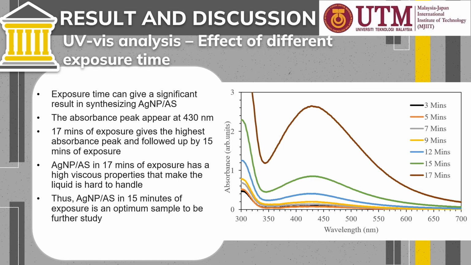The UV-vis analysis shows that the exposure time can give a significant result in synthesizing acetylated starch mediated silver nanoparticles. The absorbance peak shows at 430 nanometers. In this analysis, 70 minutes of exposure time gives the highest absorbance peak, followed by 15 minutes of exposure. But the solution at 70 minutes has high viscous properties that make it hard to handle for further studies. So for this analysis, we agree that the silver nanoparticle at 15 minutes is the optimum sample to be further studied.